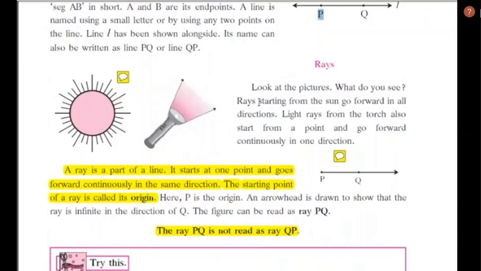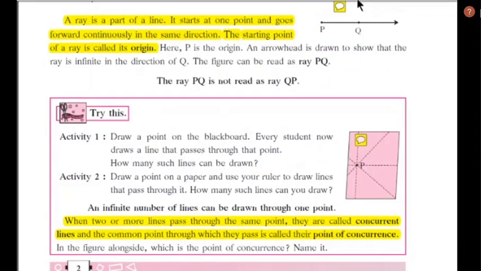Let's learn about rays. This is the sun, and these are the sun's rays. This is a battery, and these are the battery's rays. A ray is a part of a line. It starts at one point and goes forward continually in the same direction. The starting point of a ray is called the origin. This is the starting point. This is the ray. P is the starting point, the origin. Ray PQ is not read as ray QP.